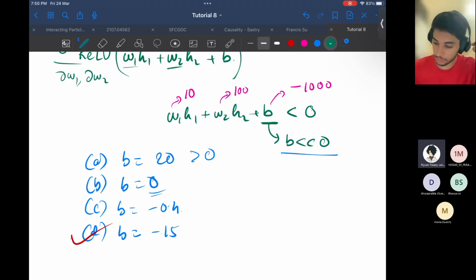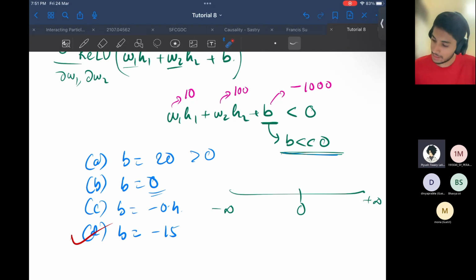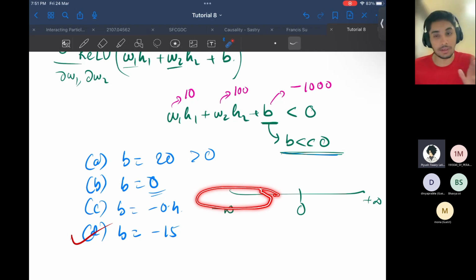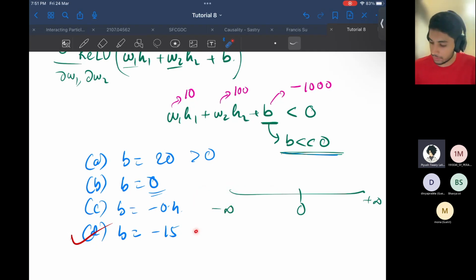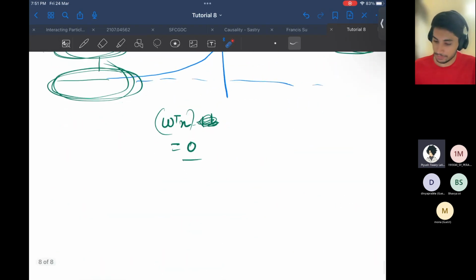Okay. b being very small does not mean that b is very negative in the sense I intended. This is your x-axis, this is your zero, this is plus infinity, and this is minus infinity. What I'm saying is that b should be much less than zero. It should be minus infinity or a very small number, like minus 15. I hope you will agree that it is a very small number compared to the other options that are given to us. Yeah, got it, got it. Thank you. Right?